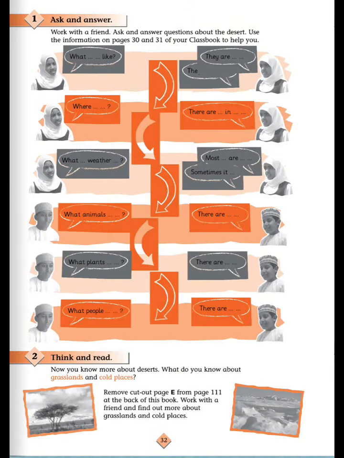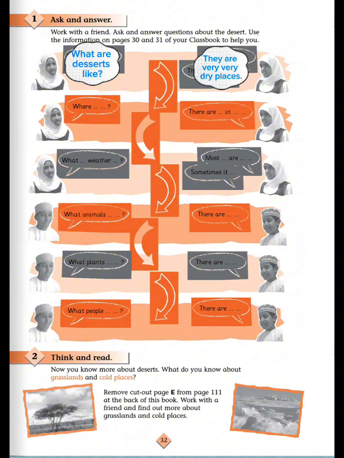Exercise number 1. Ask and answer. Work with a friend. Ask and answer questions about the desert. Use the information on pages 30 and 31 of your class book to help you. Let's see the answers. What are deserts like? They are very dry places.